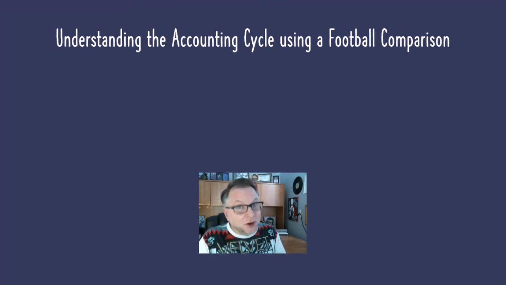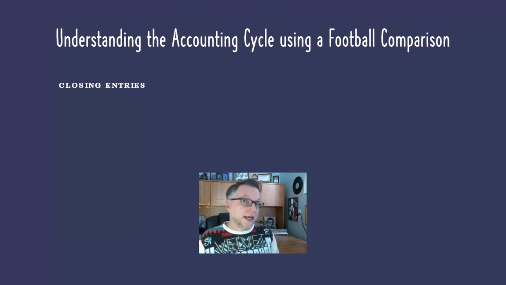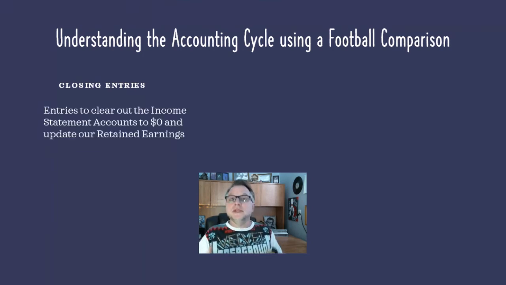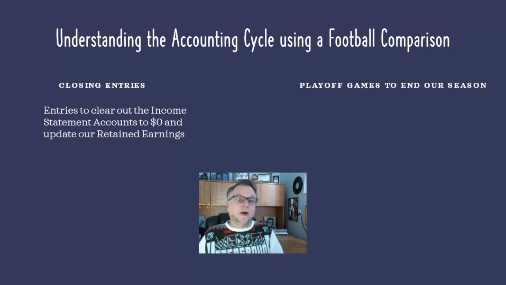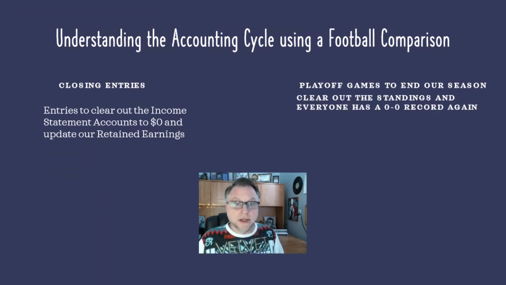But we're not done there. We've still got closing entries in our accounting cycle. That's when we close out the income statement and roll that net income or loss into our retained earnings. So we do that entry as part of closing up the financials. Just like in football, we'll have playoff games to end our season. They don't count towards our standings anymore, but it's something that we need to do to resolve the season. So we'll clear out the standings and everyone will soon have a 0-0 record again once all that playoffs and Super Bowl are done.